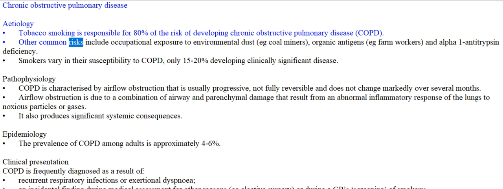Other common risks include occupational exposure to environmental dust, e.g. coal miners, organic antigens, e.g. farm workers, and alpha-1 antitrypsin deficiency. Smokers vary in their susceptibility to COPD, only 15 to 20% developing clinically significant disease.